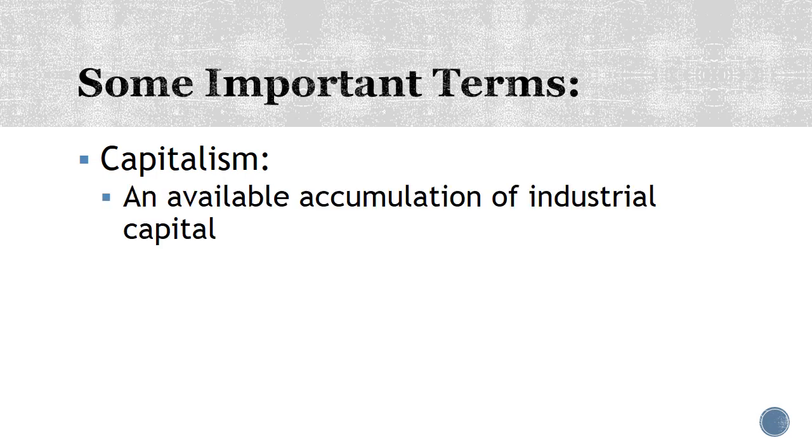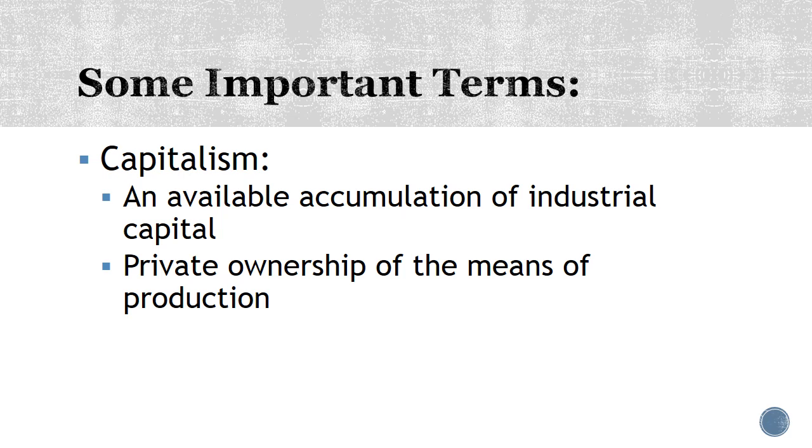Capitalism is a combination of three different things. The first of which is that it requires an available accumulation of industrial capital, right? So capital as in resources to do industrial stuff. Again, capitalism is an industrial economic system, not an agricultural economic system or anything like that. So pre-industrial economic systems could not properly be described as capitalist. Right? So that's the first thing.